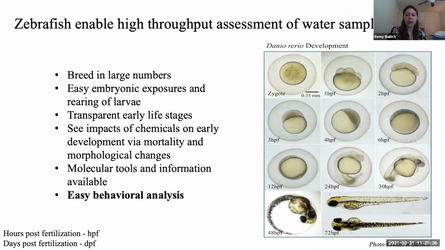So to do this, we use the zebrafish model, which enables us to complete high throughput assessment of water samples. There are a number of attributes that make the zebrafish an excellent toxicology model, but for the purpose of this research, it's just really important to note that they are becoming a more prominent model in regards to behavioral studies and changes in behavior as a toxicological endpoint. And that's what we ended up using in this study as our bioassay. And I just have a picture there on the right of the zebrafish moving throughout early development.